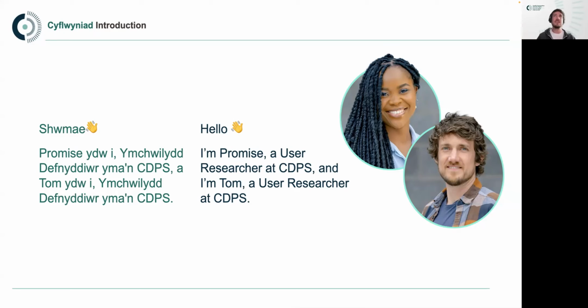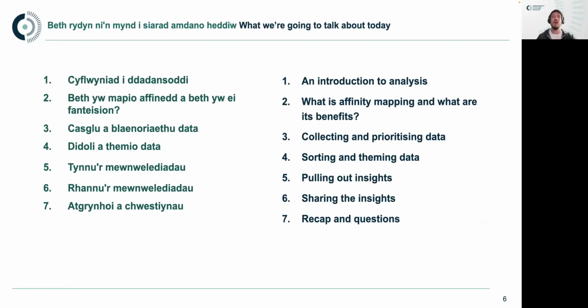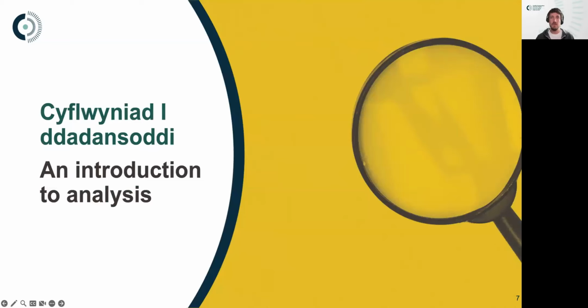Thanks, Elise. This is the lineup of what we'll cover. We're going to focus on a technique called affinity mapping, and you'll understand why as we go through it. As a team, that's a method that really helps us quite a lot when it comes to analysis of qualitative research findings and data. So I'm going to start with a quick introduction into analysis. Apologies to those of you who are familiar already, but just in case some of you aren't.